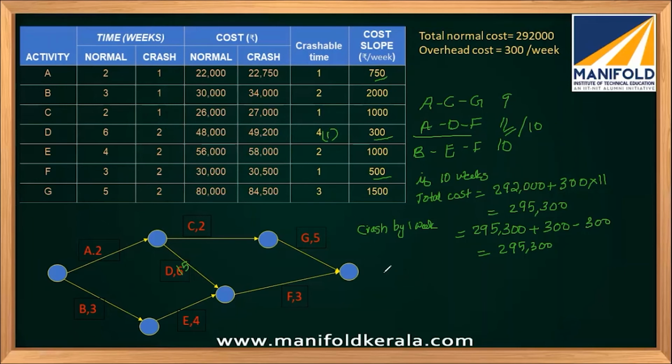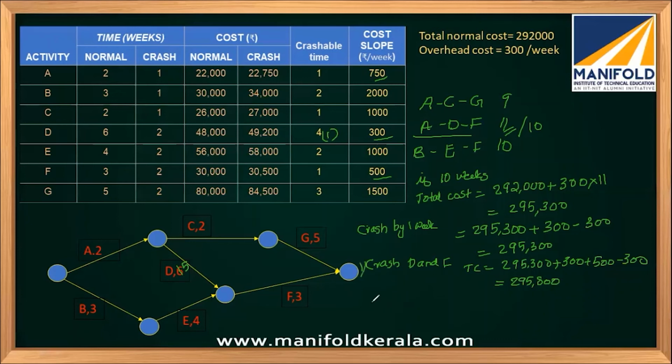So I will crash D and F. Then what will be the total cost? It will be 295,300, this one, plus if I crash D by 1 week, it will add 300 rupees. If I'm crashing F, then it will add 500 rupees more, minus, I am saving one more week, which means I am saving 300 rupees. So which will give you 295,800.